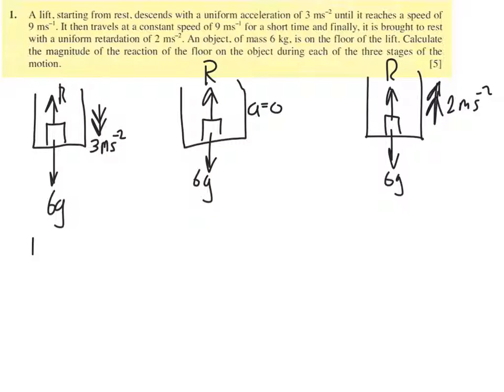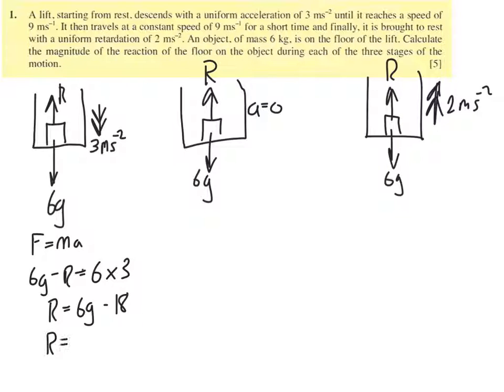So I've got F equals MA, I've got 6g minus R equals 6 times 3. Let's rearrange that. So what does the reaction equal? It's going to equal 6g minus 18, 3 times 6. So R equals 40.8 newtons. First bit done.